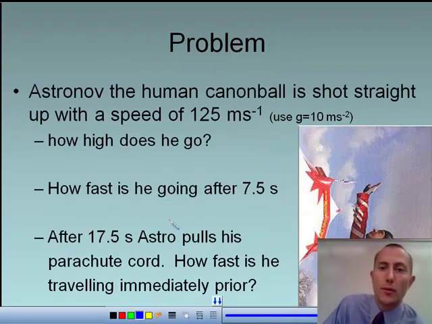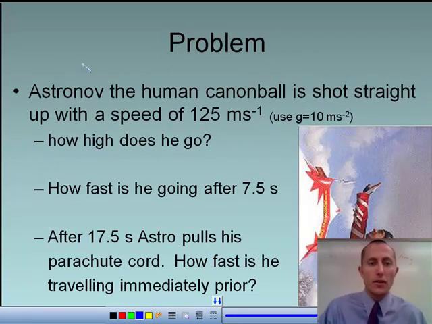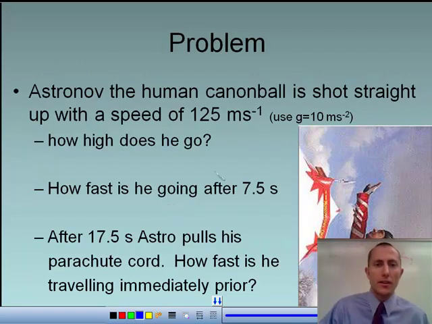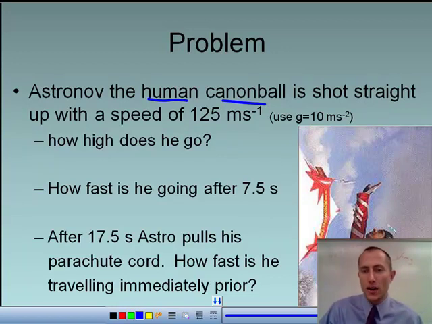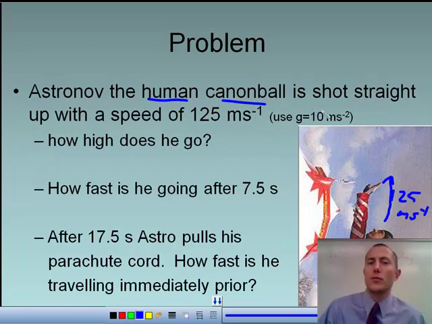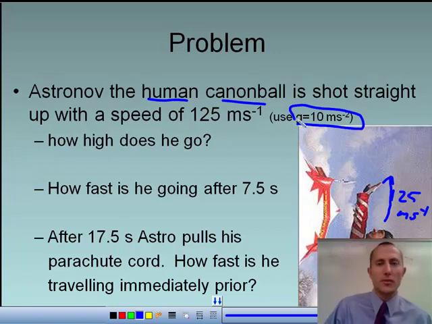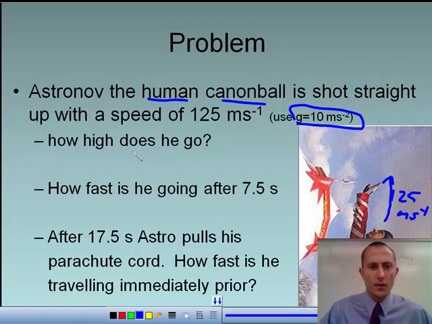Okay, let's try a couple practice problems involving our uniform acceleration equations and this idea of acceleration due to gravity. So we have a scenario where we have a human cannonball, this guy down here, Astronov, and he's being shot straight up with an initial velocity of 125 meters per second. And again, we're going to use an acceleration due to gravity of 10 just to make our calculations a little bit cleaner while we're working through this.